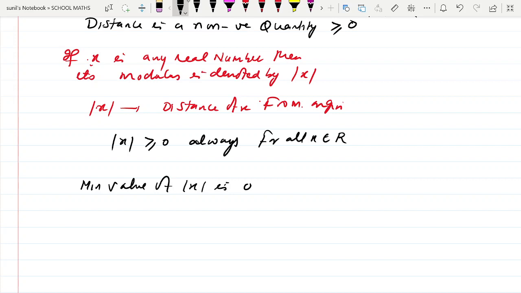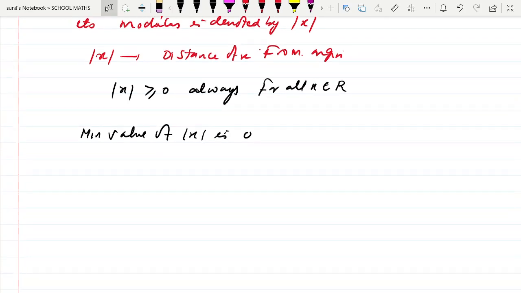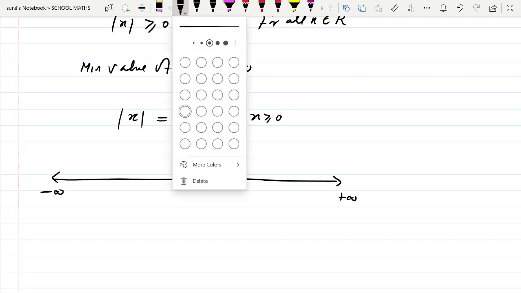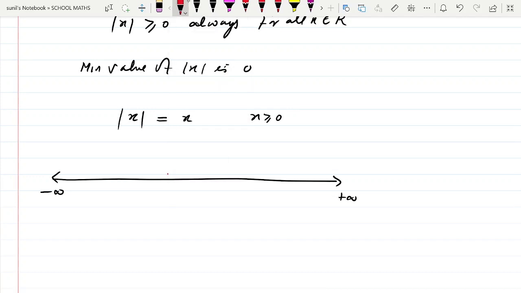Now see what exactly happens when we are solving this mod. If I write the modulus of x, it behaves like this: it is x when x is greater than or equal to 0. Now see, again I'm considering the number line. This is your number line. Again I'm plotting the numbers. This is 0, 1, 2, 3, 4, minus 1, minus 2, minus 3.